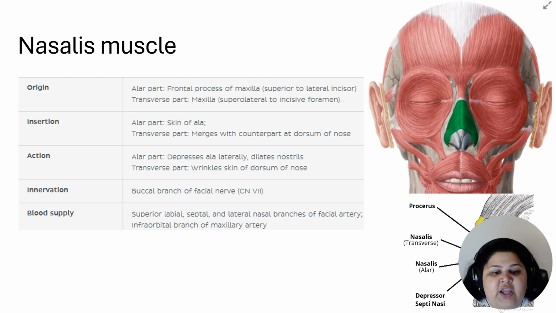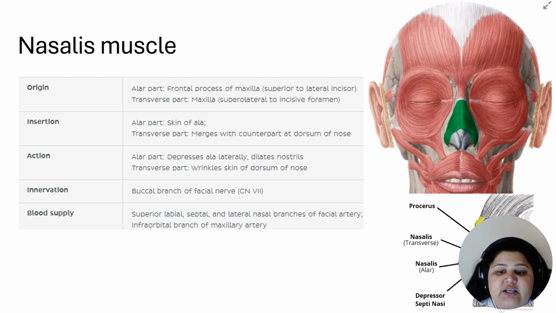Alright, so the alar part depresses the alar laterally and dilates the nostrils. Very important to have dilated nostrils. Transverse part wrinkles the skin of the dorsum of the nose. Yeah, so that's the nose. Buccal branch of the facial nerve. Okay, so that's the buccal branch of the facial. Superior labial, septal, and lateral nasal branches of the facial artery, and the infraorbital branch of the maxillary artery. The multiple arteries provide the blood supply.